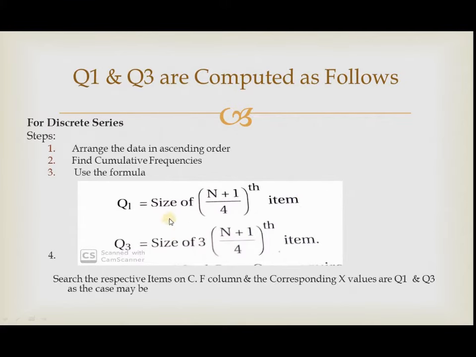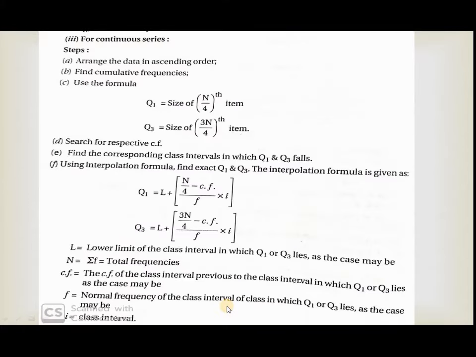For discrete series it is the same, but the only difference is that first we arrange the data, then we find the cumulative frequency, meaning the running total. We total the frequency, then we use the formula (n plus 1) by 4, and for Q3, 3(n plus 1) by 4. After that we check the value in the cumulative frequency; the next higher cumulative value, its corresponding value will be Q1 or Q3. Again for continuous series, first we arrange the data.